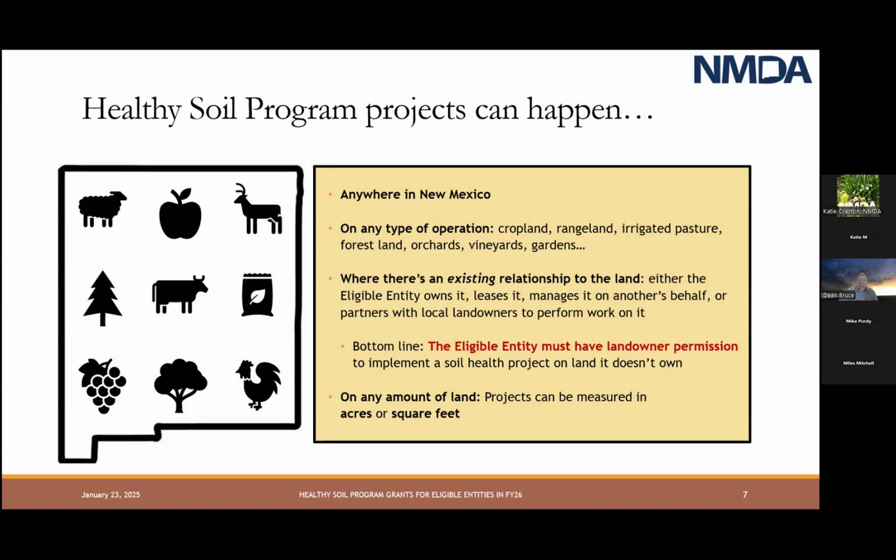You must partner with the local landowners to perform the work on it if you don't own the land yourself. The eligible entity must have landowner permission to implement a soil health project on land that it does not own. Any projects that you as an eligible entity undertake, you either must own the land, lease it, manage it on another's behalf, but if you don't own it, you must have landowner permission to implement those projects. The projects can occur on any amount of land, so these projects can be measured in acres or square feet. Next slide, please.